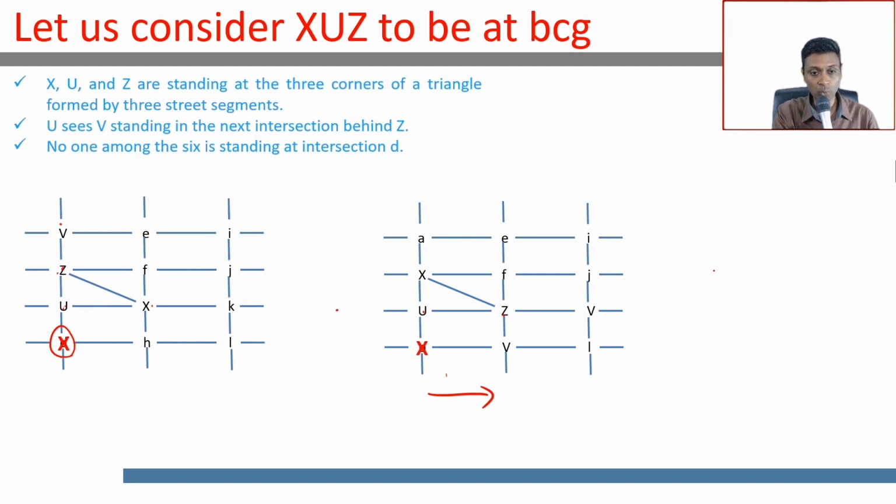Brilliant. So we know that again X cannot see anyone other than U and Z. So let's use that. So if X is here, U and Z can see nobody here, nobody here, nobody here, nobody here. And we still need to accommodate Y and W, remember? And if X were here, nobody here, nobody here, nobody here. We still need to accommodate Y and W.